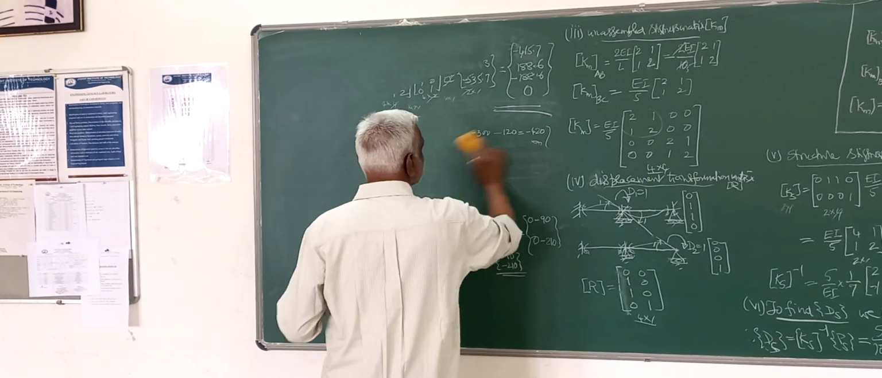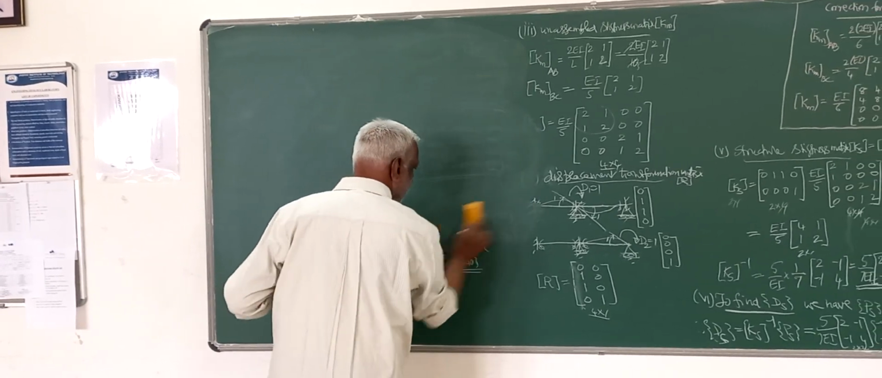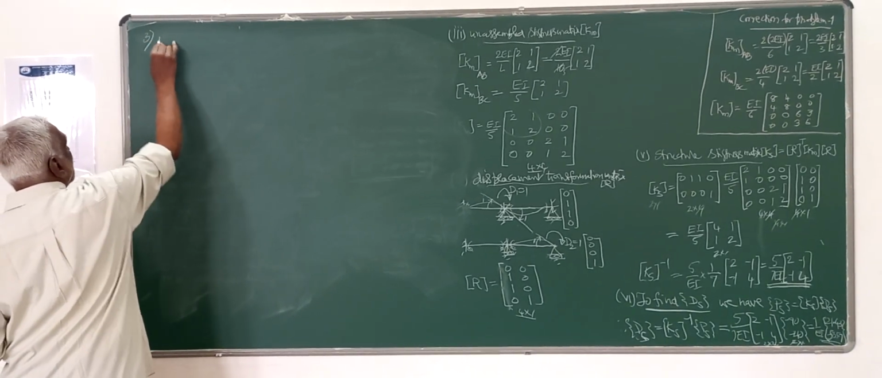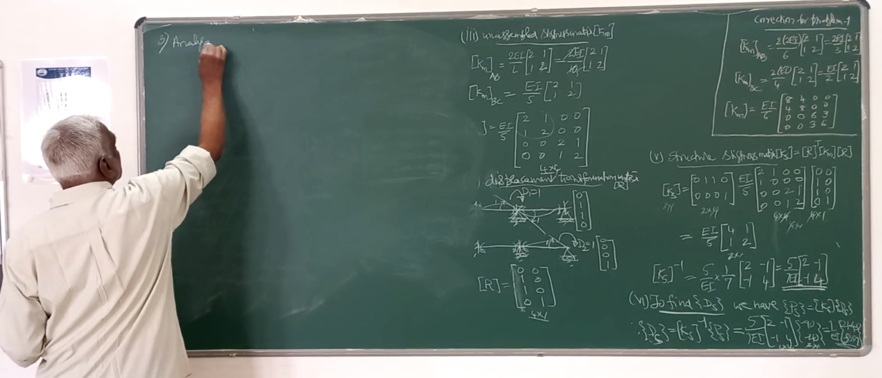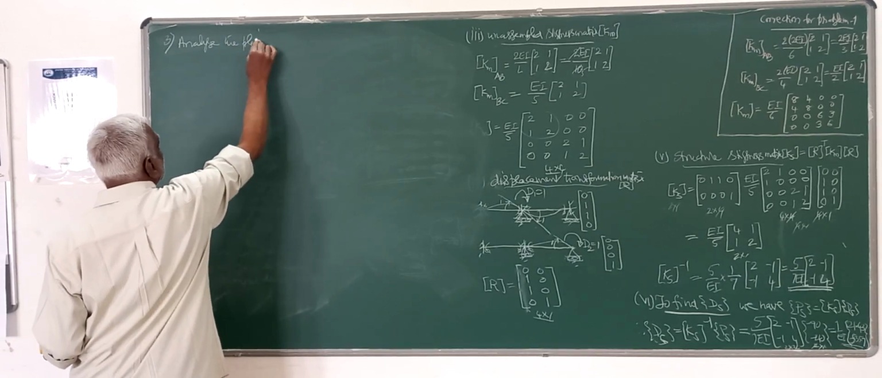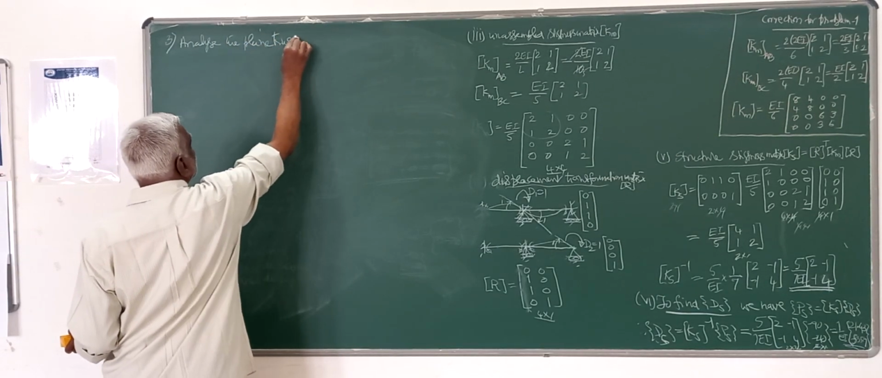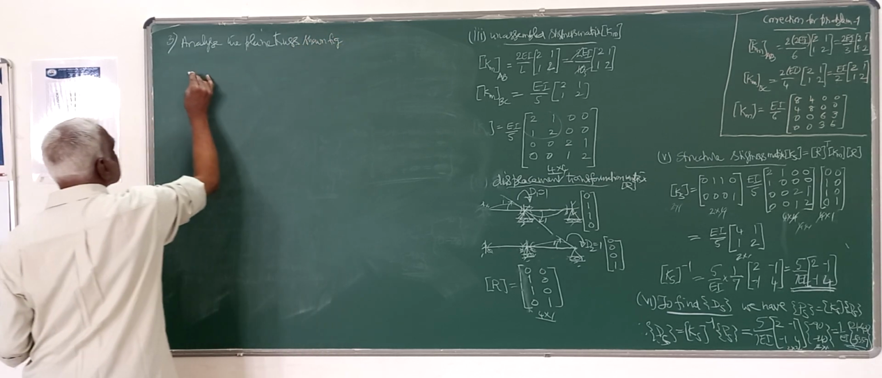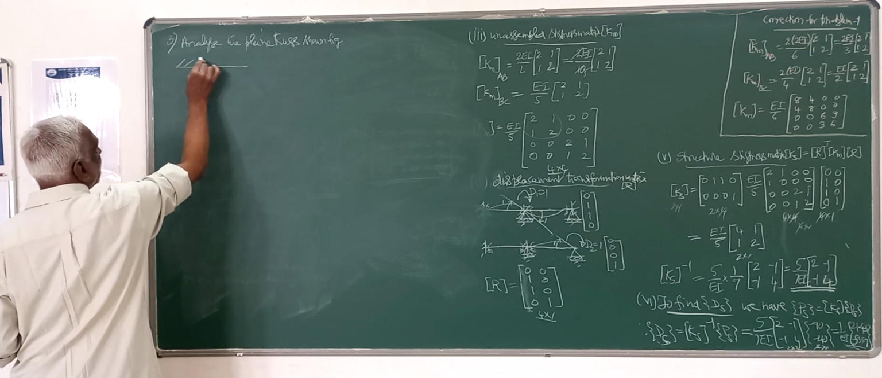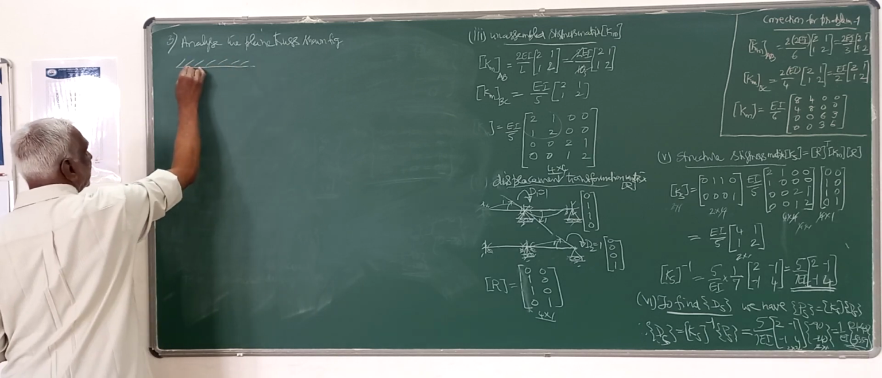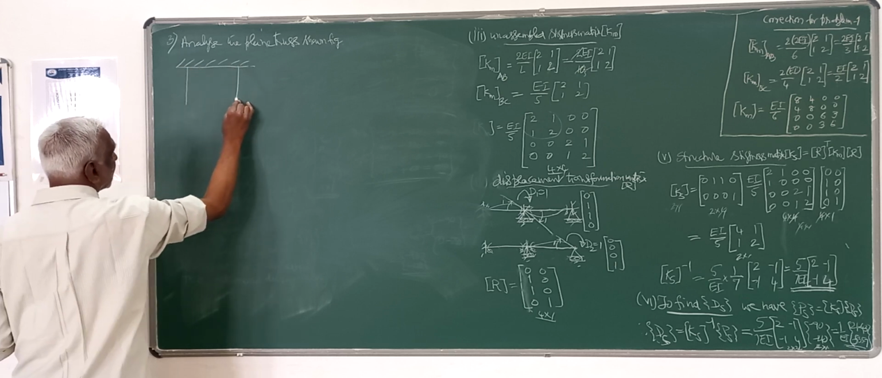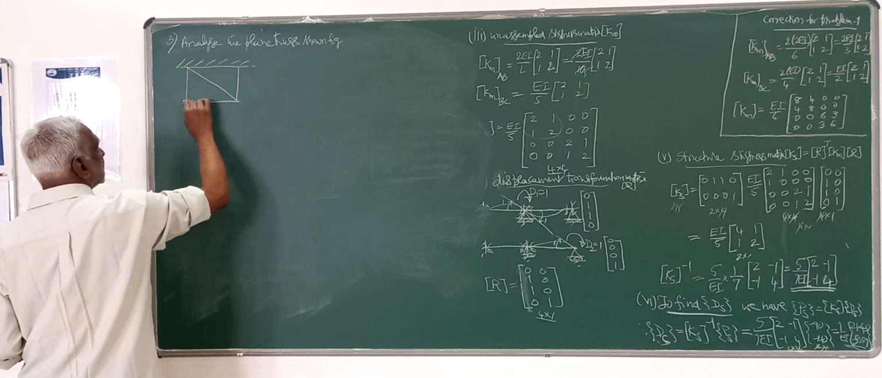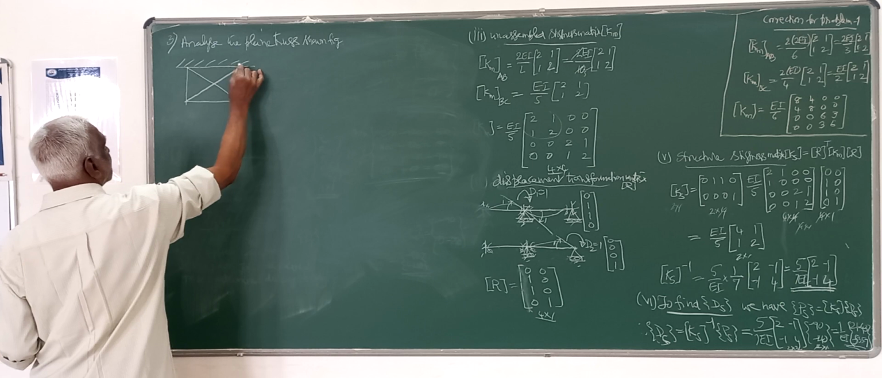Analyze the plane truss. We will take a truss problem. The third one: analyze the plane truss shown in the figure by the stiffness method. The same problem I have worked by the flexibility method. So here we work it by the stiffness method. So this was the truss taken.